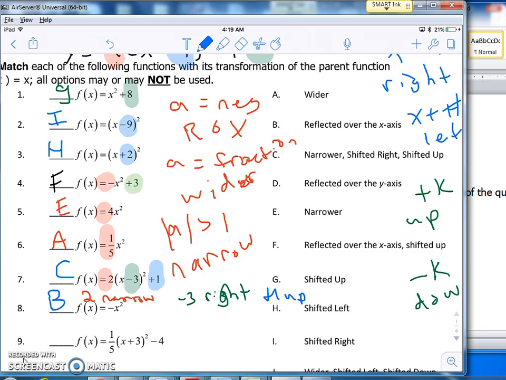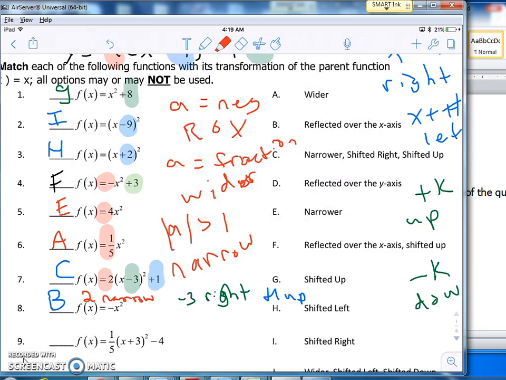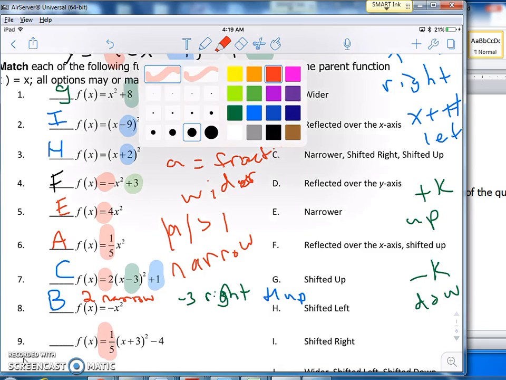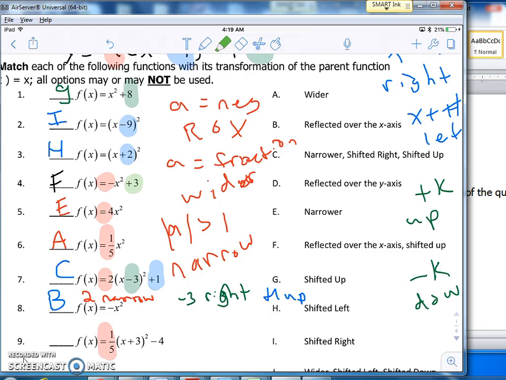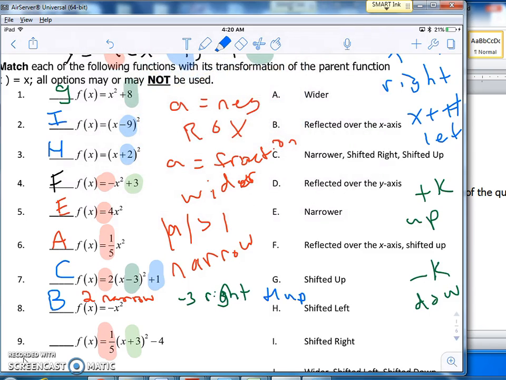And 9, we've got quite a few again. So we've got our A value of 1/5. We've got our H value, which has a +3 with it, and our K value is -4.